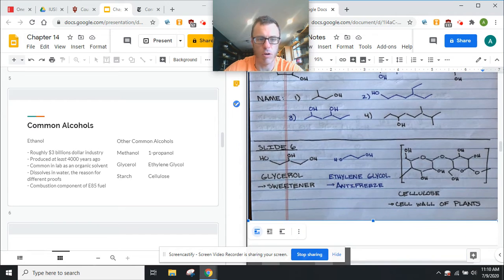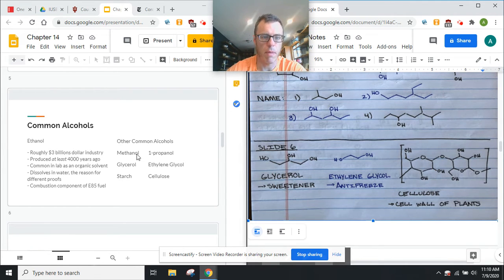So here's some common alcohols. Ethanol, which is like huge. It's 3 billions of dollars. It was purposely produced about 4,000 years ago. It's probably the longest on-purpose chemical reaction other than fire that we've been running. Dissolves in water. That's why there's different proofs. And it is the combustion component in E85 fuel.